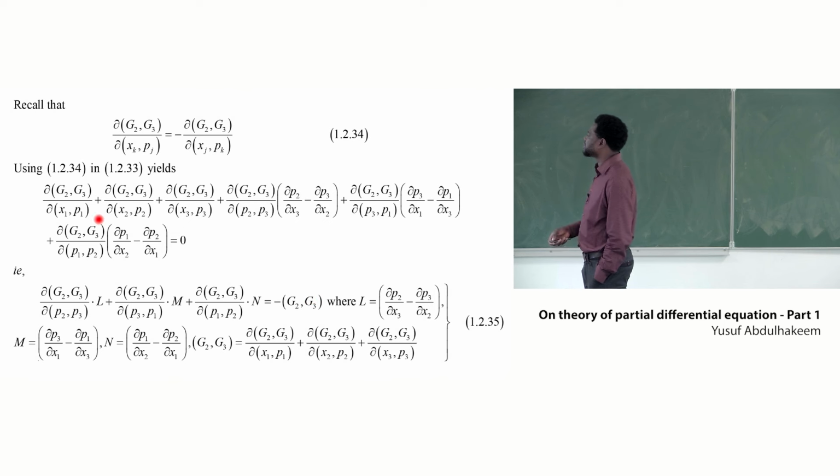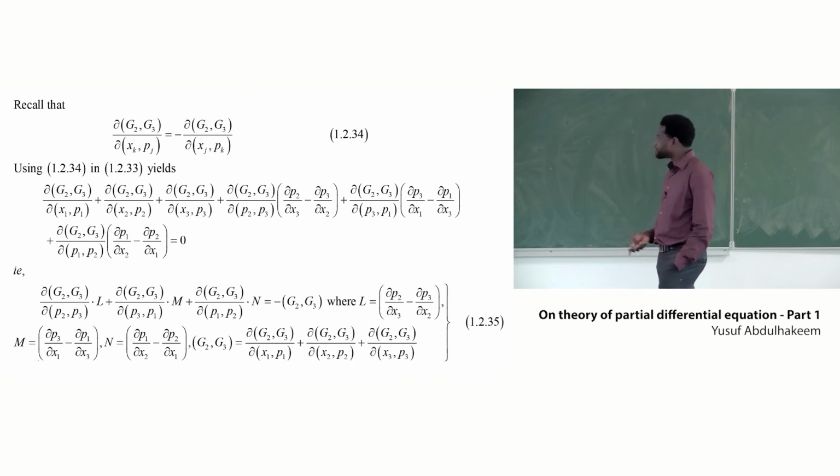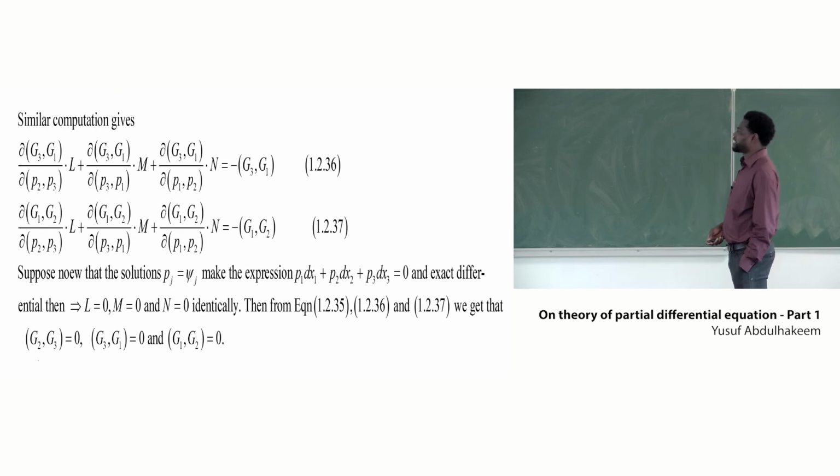Taking them to the other side, they become negative. That is G2, G3 is equal to this. That is what we have here. Then by the time you take it to the next side, that is what we are now going to have here. Similarly, a similar computation gives what we have in 1.2.36. The same thing we have here, we are also going to have in this place and here also.